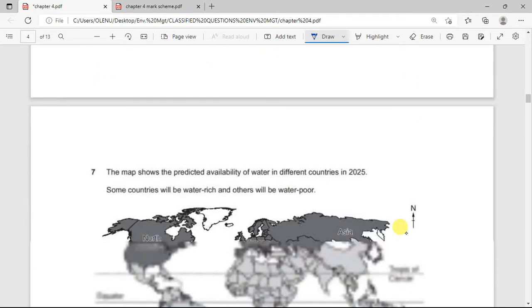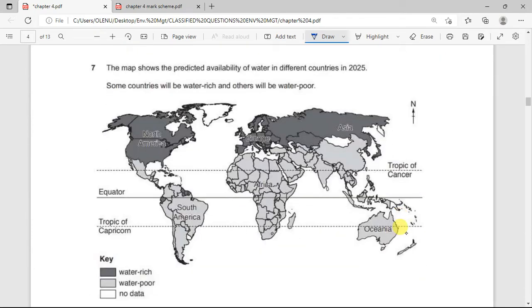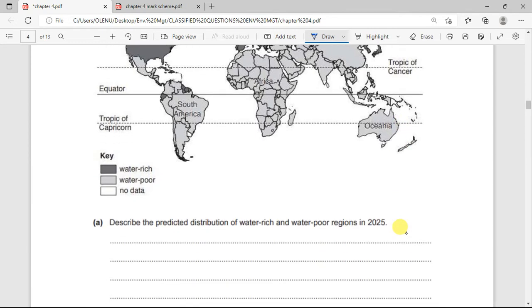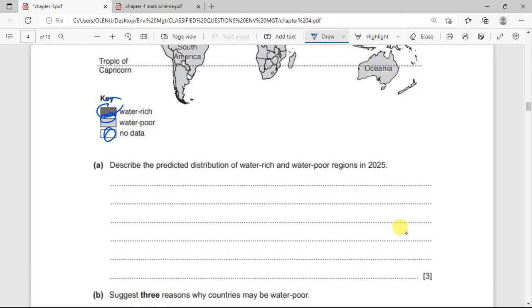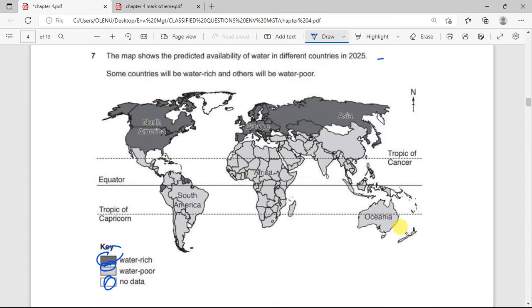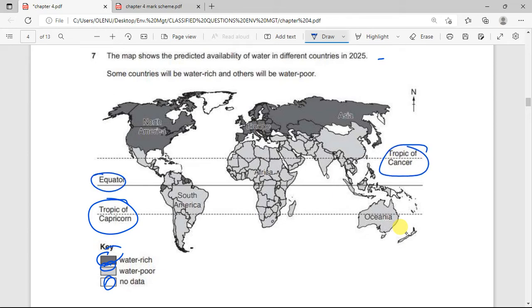Now, the next question is, the map shows the predicted availability of water in different countries in 2025. Some countries will be water rich while others will be water poor. So this represents the water rich. If you check your key, this is water poor and this is no data. So first, I said describe the predicted distribution of water-rich and water-poor regions. If you look at this, this is Tropic of Capricorn, this is Tropic of Cancer, this is the equator. Now, the whole of Africa and Oceania is water-poor.